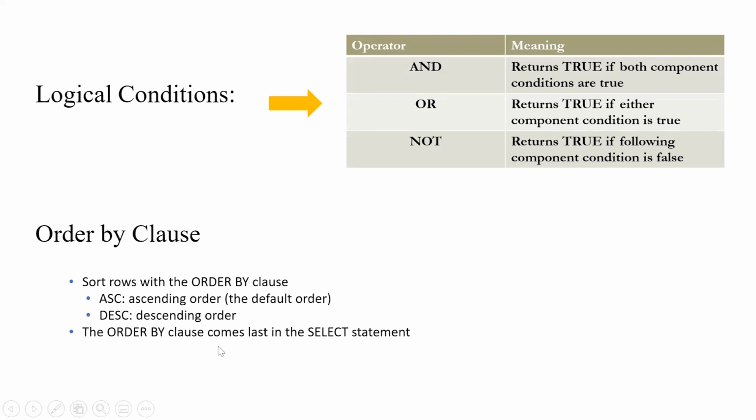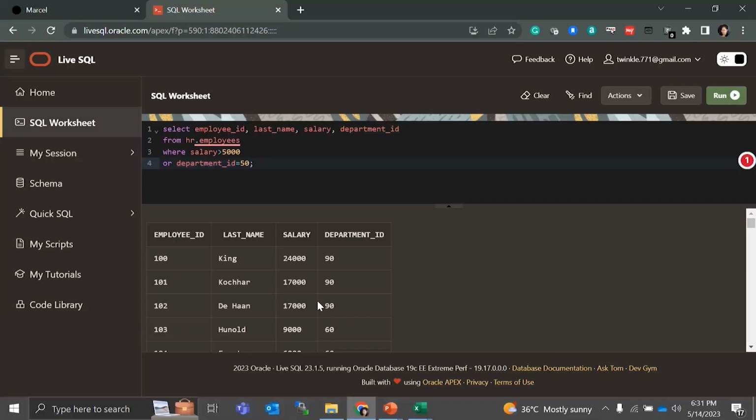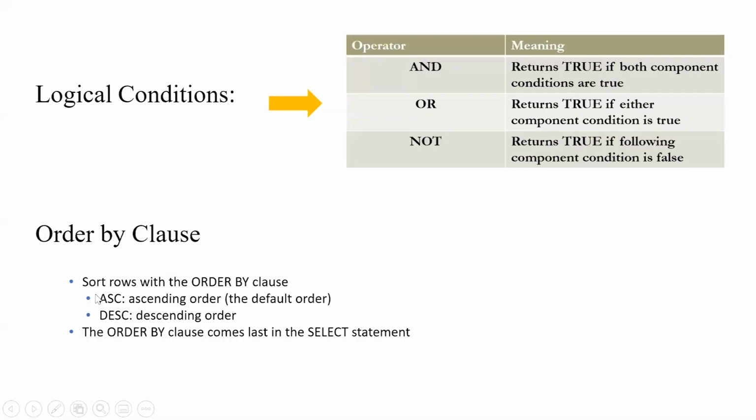Now what is the ORDER BY clause? So you have your data, right? Sort the rows with the ORDER BY clause. ASC is the code for ascending order, and this is the default order. So if you don't mention how to order, SQL will order ascendingly. Or if you want it sorted descending, you have to mention DESC. Always remember the ORDER BY clause comes last in the SELECT statement.